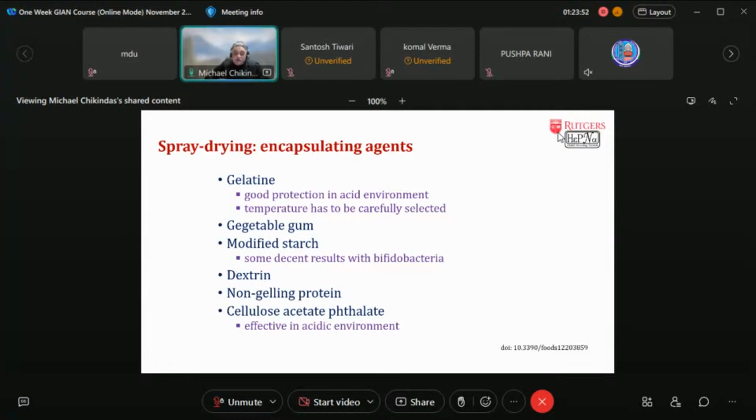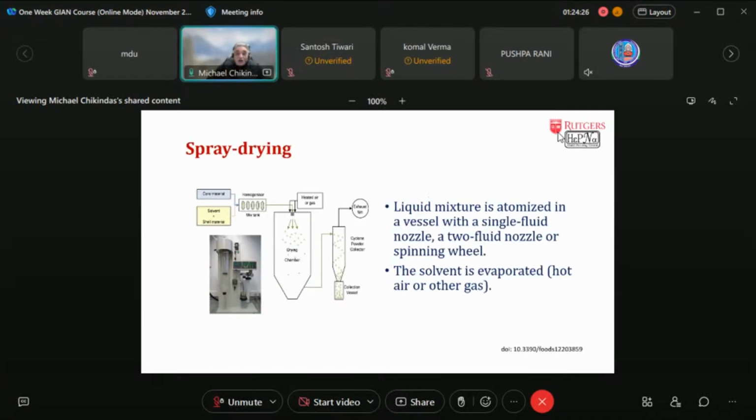The gums, the modified starch, dextrins, non-gelling proteins, cellulose, acetylmalate, which is also effective in acidic environments, and of course modified starch. Now, I mentioned that some of these delivery systems can protect really well from oxygen and carbon dioxide, and I already mentioned bifidus, so we have here an example with bifidobacteria that can be really protected with the assistance of the modified starch.